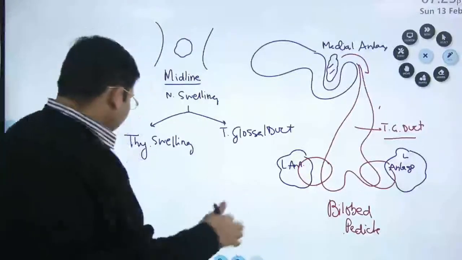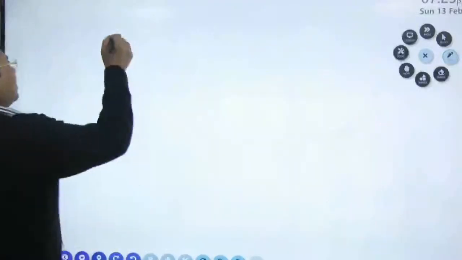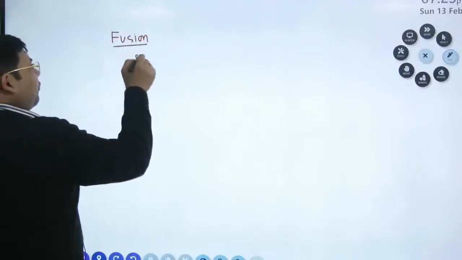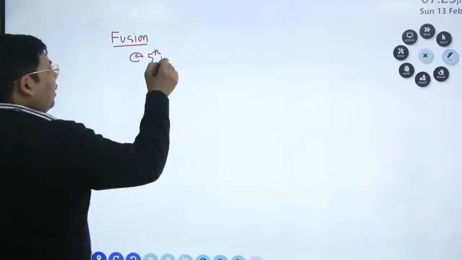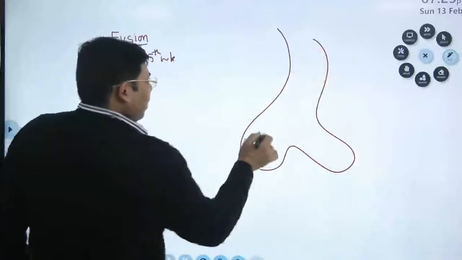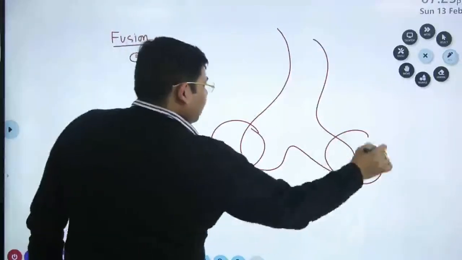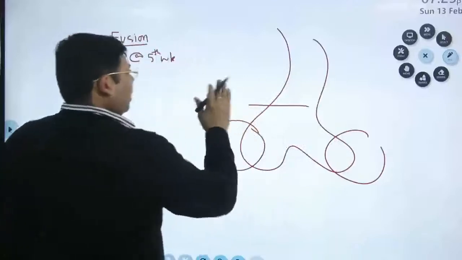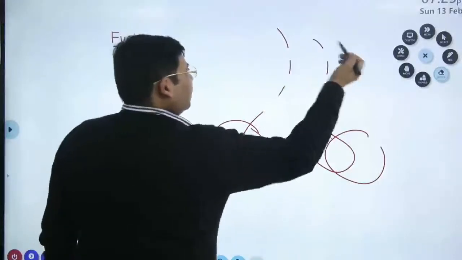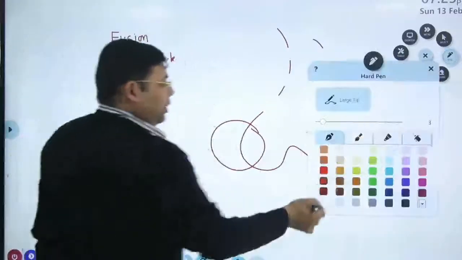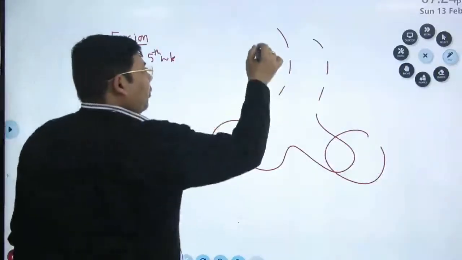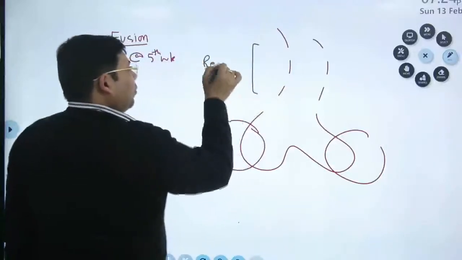Now let me tell you one very interesting thing. As the fusion starts, as the fusion happens at the 5th week of life, this bilobed structure starts to undergo fragmentation. I'll show that part. Now what will happen? Just see, fragmentation of this duct. So the moment there is fusion, there is also fragmentation, and therefore regression of this thyroglossal duct starts.